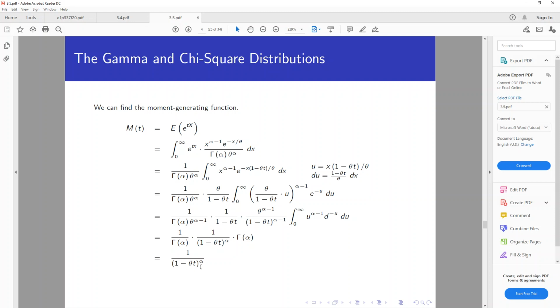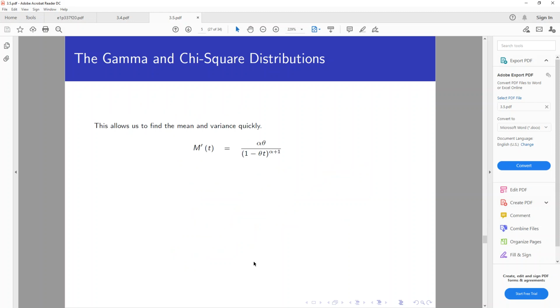By the way, notice this looks a lot like your exponential distribution moment generating function, right? It was just 1 over 1 minus theta t. This is (1 minus theta t) to the alpha. We can think of gamma distributions as a bunch of exponentials stacked on top of each other alpha times. So that's what's going on with a moment generating function here, just as a precursor to things that we're going to do later. So now that allows us to find the mean and the variance rather fast.